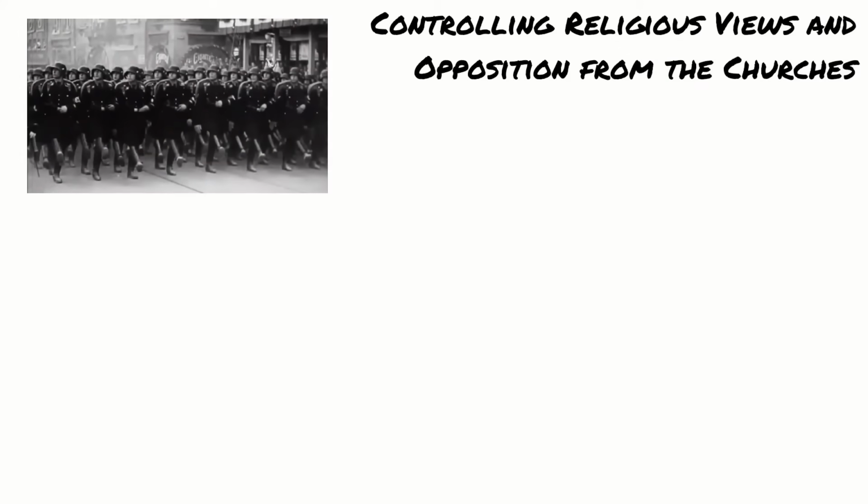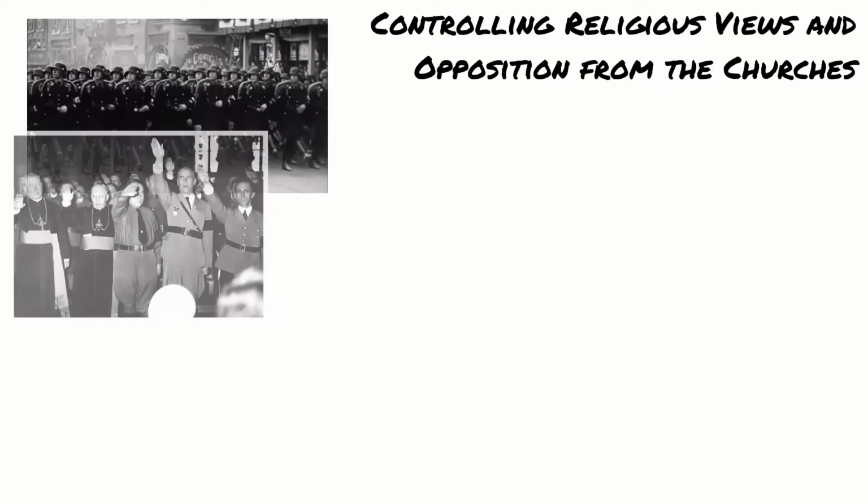Hi there guys, we've already looked at how the Nazis used terror to control the thoughts and actions of the German people. Today we're going to be taking a look at how the Nazis set out to control religious views and how people in the churches attempted to oppose them.